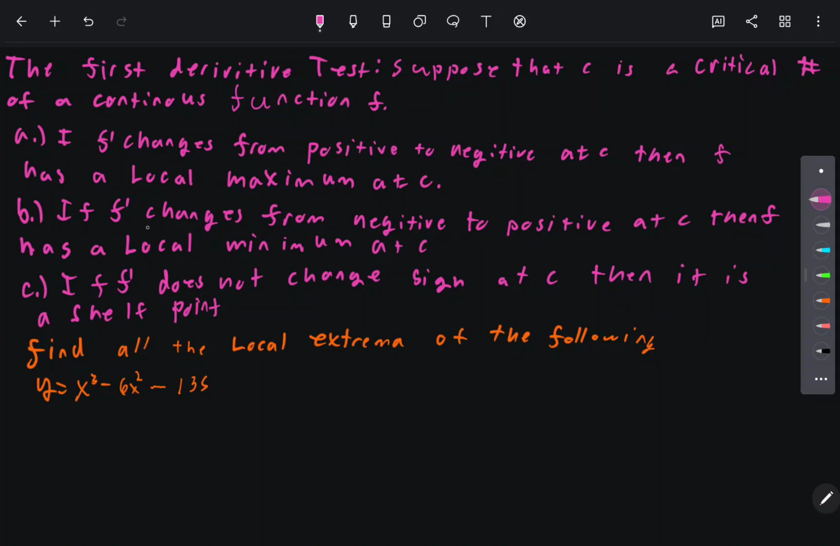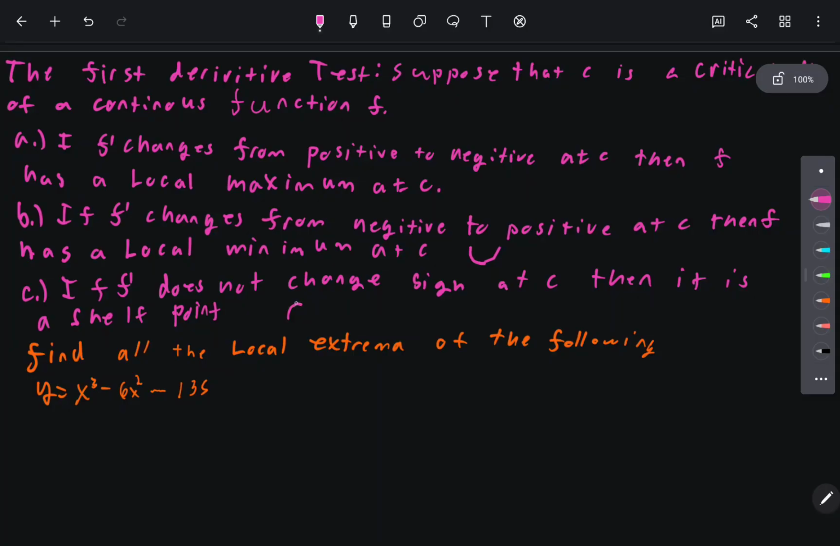Alright. If f prime changes from negative to positive at c, then f has a local minimum at c. So it goes from decreasing, and then it starts to increase. Alright. If f prime does not change sign at c, then it is a shelf point. So really what this means is that there's going to be a point where it's 0, and we see the function still goes back to increasing. Think of this as like x cubed.